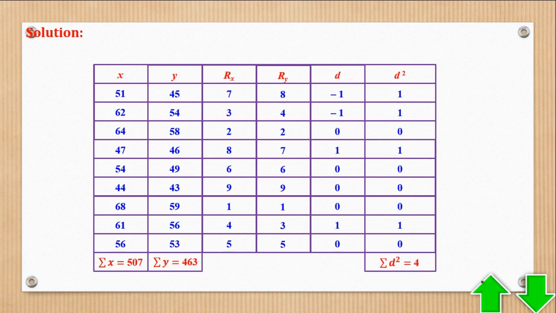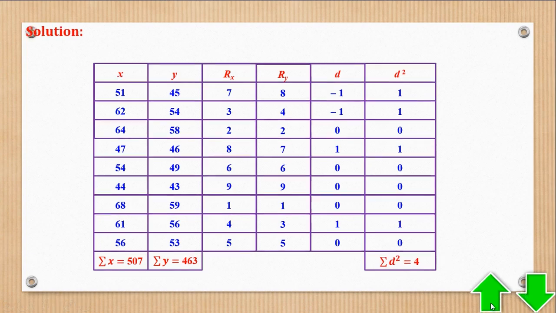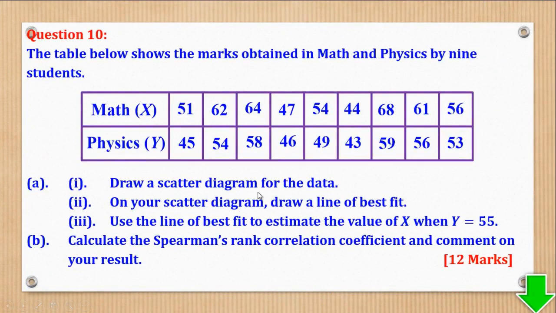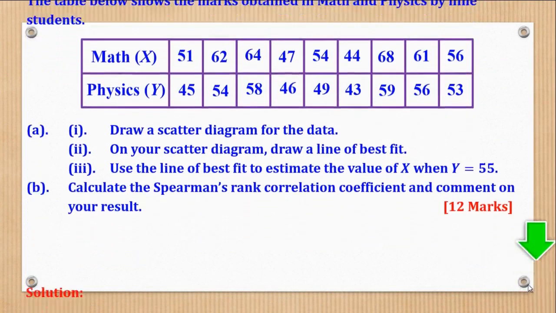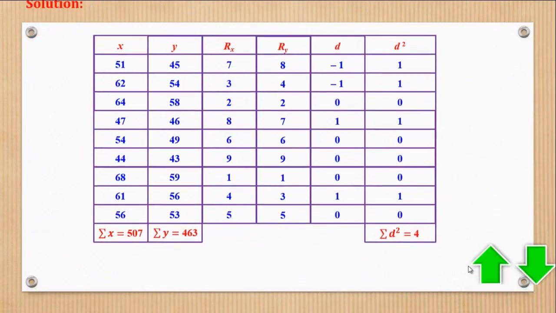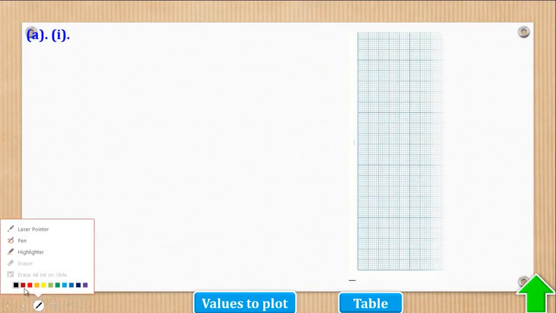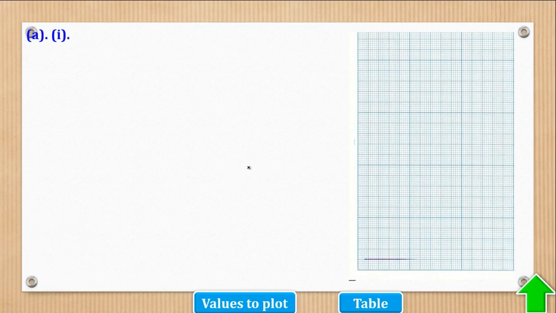Now that we have tabulated, we can go and answer the questions. First was drawing a scatter diagram for the data. So we shall need graph paper. Then we draw the axes, horizontal and vertical. From there we get the scale for the horizontal axis and label it. Then the scale for the vertical axis.